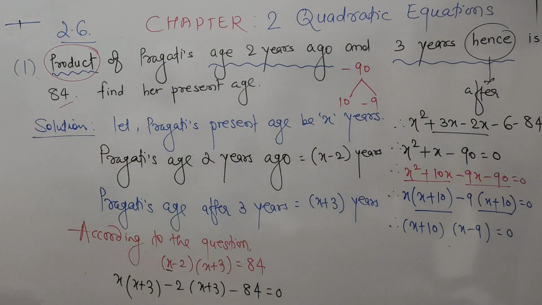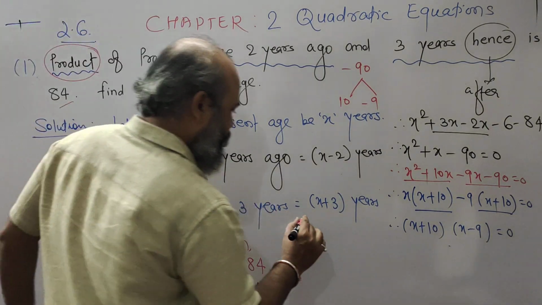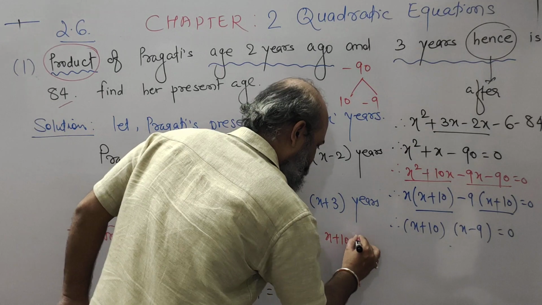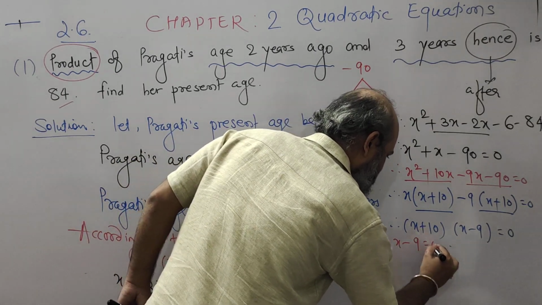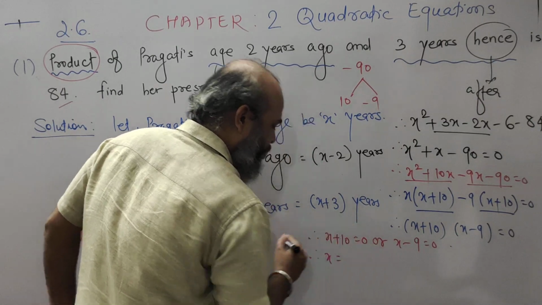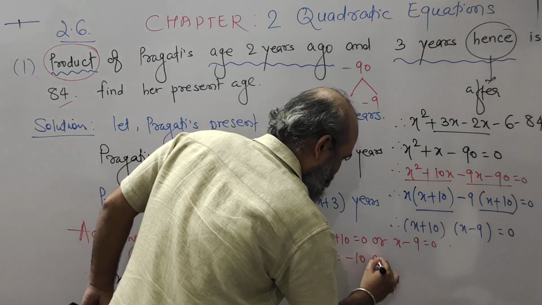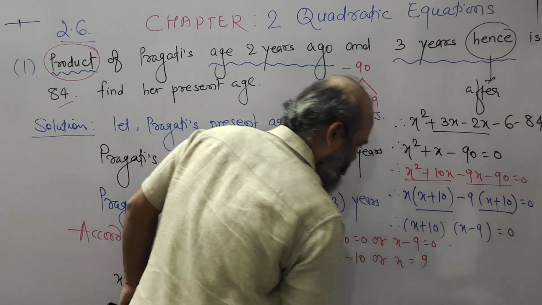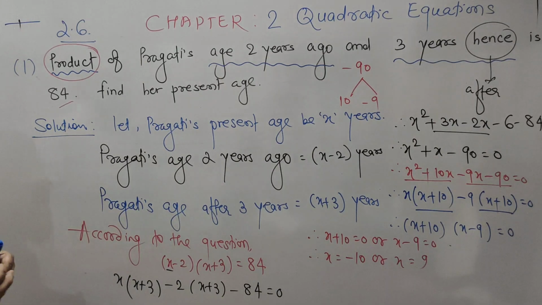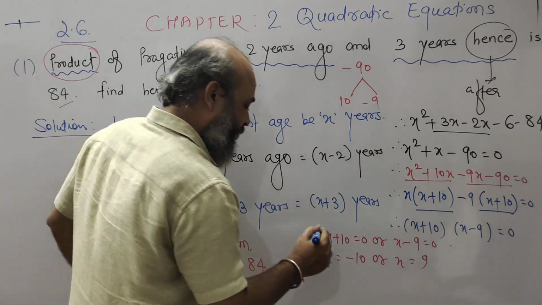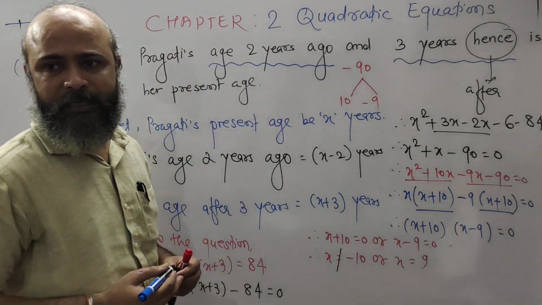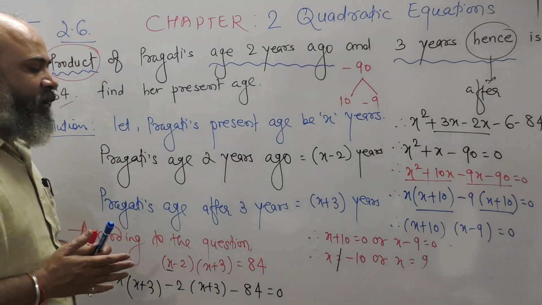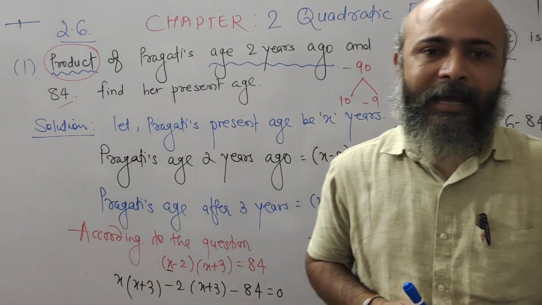So the product of two brackets is equal to 0. So either x plus 10 is equal to 0, or x minus 9 is equal to 0. Therefore, x is equal to minus 10, or x is equal to plus 9. Now, student, here x is equal to minus 10. We are not going to consider x equal to minus 10 because age cannot be negative. Okay, student? Age cannot be negative. Therefore, x equal to minus 10 is not acceptable.